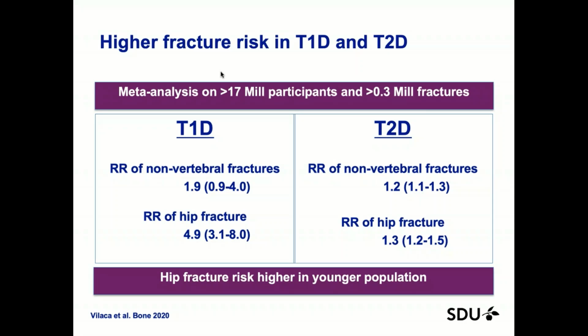But even though the risks are not massively increased in type 2 diabetes, we have to remind ourselves that there are loads of patients with type 2 diabetes. So this is a massive problem. Now, one of the key things is that hip fracture rates seem to increase earlier in patients with diabetes than in non-diabetics.